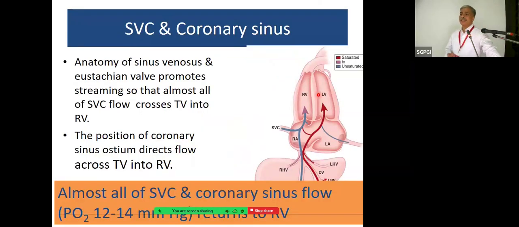So the first central venous system that we have to see is this SVC and the coronary sinus. What actually happens, the anatomy or the structural design of it is such that the blood flow which is coming from the superior vena cava and the coronary sinus actually drains directly into the RV. The anatomical makeup drives the blood directly into the ventricle so that there is less mixing, because this is unoxygenated blood. So almost all of the SVC and the coronary sinus blood flow goes into the RV.